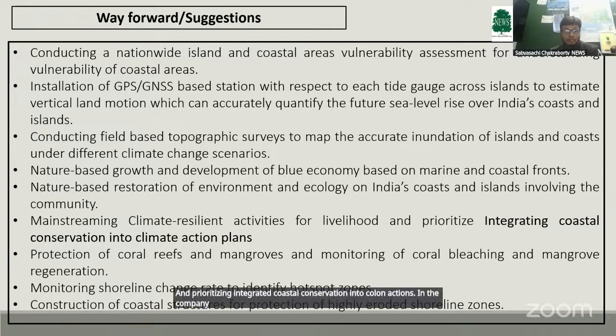And protection of coral reefs and mangroves, and monitoring of coral bleaching and mangrove regeneration, monitoring shoreline change rates to identify hotspots, and construction of coastal structures, especially bioengineering structures, for protection of highly eroded shoreline zones.